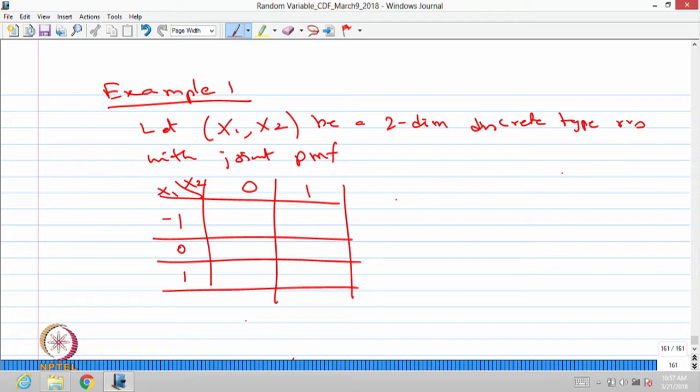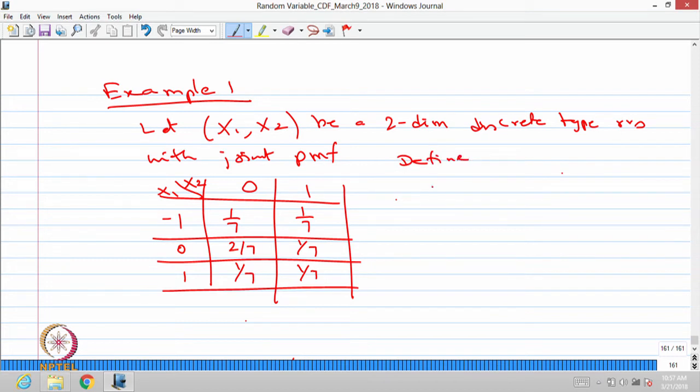The joint probability mass values for the possible values of x1 and x2 are 1 by 7, 1 by 7, 2 by 7, 1 by 7, 1 by 7, and again 1 by 7. If you sum all the values, 1, 2, 3, 4, 5, 5 plus 2, 7, the summation is 1, and if you make a row sum and a column sum, you will get the marginal distributions of x1 and x2.